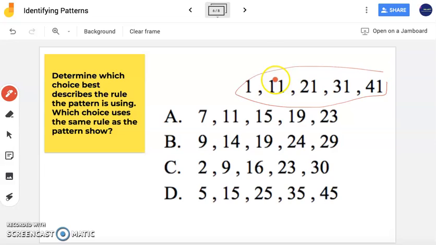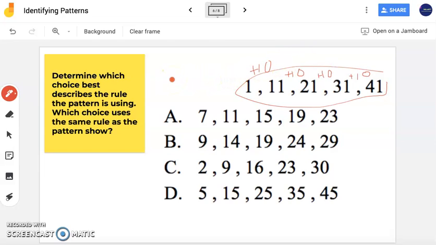1 times something gives me 11. Well, 1 times 11, but 11 times 11 is not 21. But I do see that 1 plus 10 is 11. And I see that 11 plus 10 is 21. And I see that 21 plus 10 is 31. And I see that 31 plus 10 is 41. Notice we have our rule. Our rule is add 10.